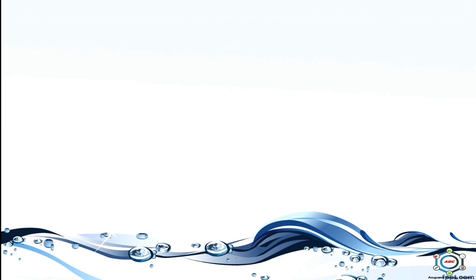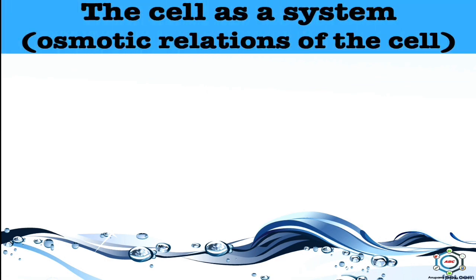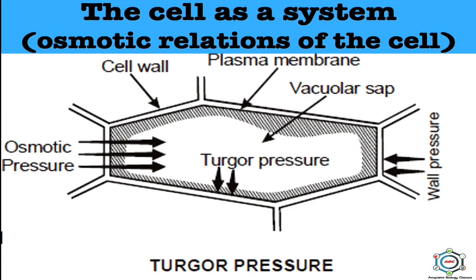Now, after this, the cell as a system, which means osmotic relations of the cell. So, you can see here what the osmotic relations are. A typical plant cell may act as an osmometer. If placed in a solution or pure water, the osmotic movement of water under such conditions involves various physical forces such as osmotic pressure, turgor pressure, wall pressure and diffusion pressure deficit. The interrelationship between these forces in a cell is called osmotic relations of the cell.